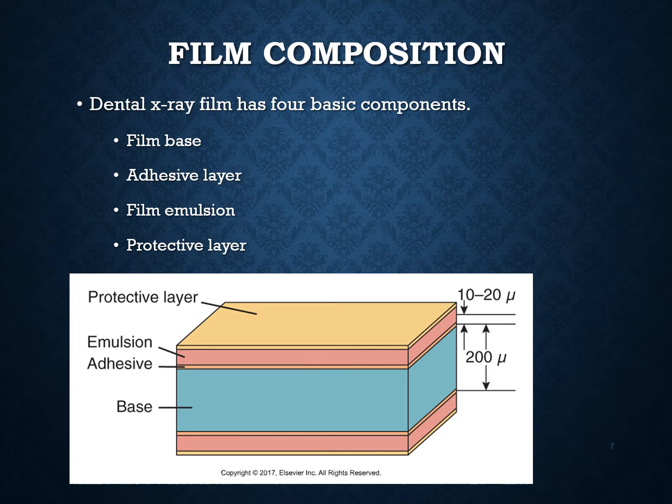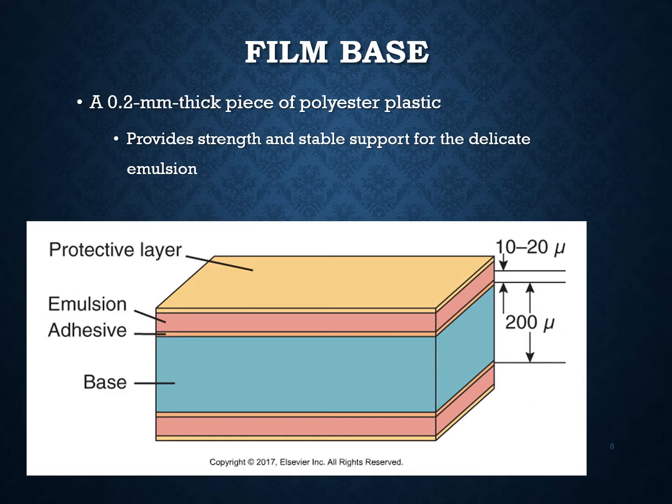All right, so what is the film made of? It's four basic parts. There is the film base, there's the adhesive layer, there's the emulsion, and then there's the protective layer. We're going to get into each one of these. So first we have the film base. It is a 0.2 millimeter thick piece of polyester plastic. It's going to provide all of the strength and the stability for this very delicate emulsion. Emulsion would just fall apart if we were to try to not use some type of stable support system. The film is transparent and it exhibits a slight blue tint that is used to emphasize contrast and enhance image quality.